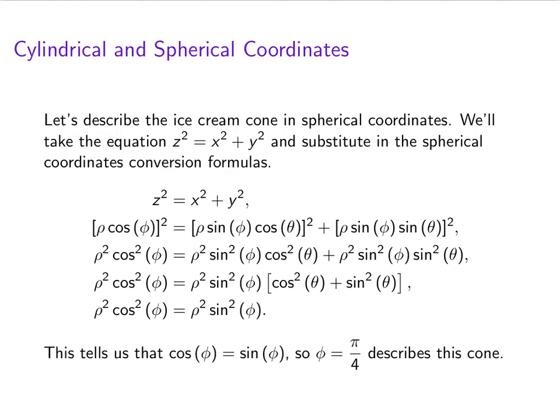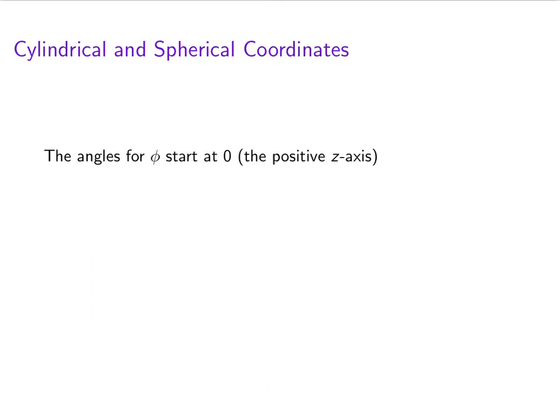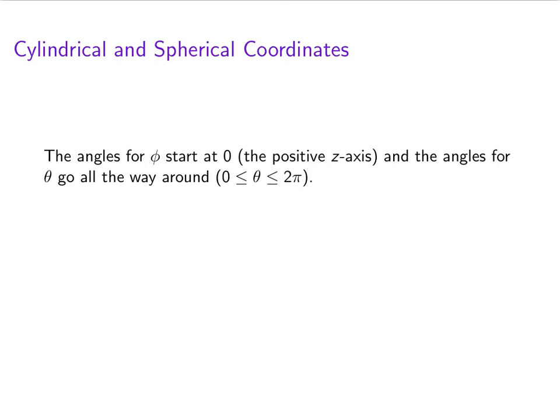Phi equals pi over 4. That's an equation that describes the cone, at least the top half of the cone, which is what we're dealing with here. Now the angles for phi always start at 0. That's the positive z-axis. And the angles for theta, they simply go all the way around. Like in polar coordinates, if you have a disk centered at the origin, then the values of theta go all the way from 0 to 2 pi.